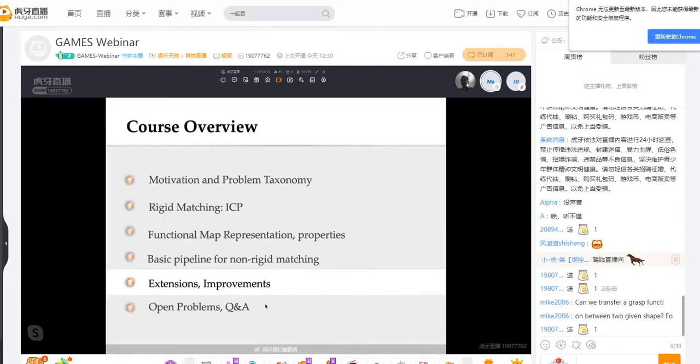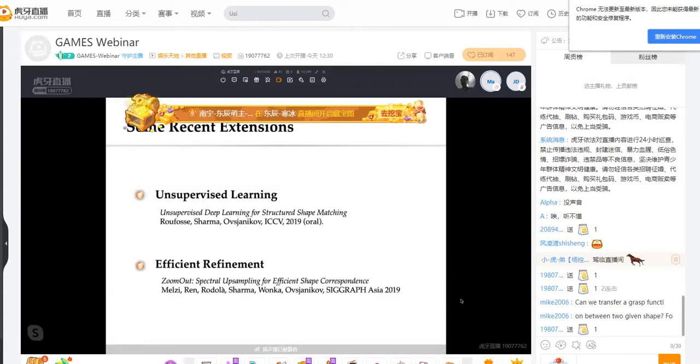So in the second part of my talk, I wanted to describe some of the recent extensions and improvements that we have made. Basically, I'll talk about two papers in a little bit more detail and mention some more at the end. The first one is how to incorporate learning into this pipeline. And the second one is a recent method that we propose that will appear at SIGGRAPH Asia on very efficient refinement within this framework.